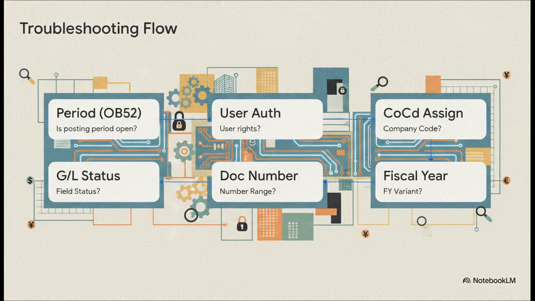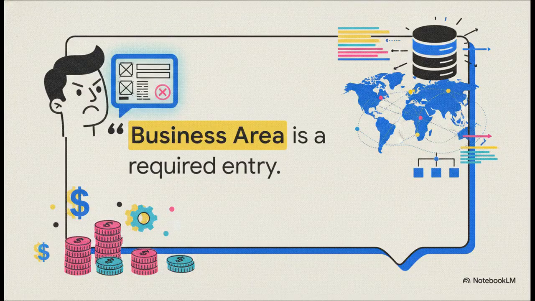Well, the source material makes one thing crystal clear. We don't guess. We need to follow a methodical hierarchy. First, check T-code OB52. Is the posting period even open? If it is open, check user authorization. Do they actually have the rights to post? If yes, look at the company code assignment, then verify the fiscal year variant. If those are solid, check the document number range using FBN1. And finally, look at the general ledger account status and the field status variant. Notice how finding the fix requires a deep understanding of the entire architectural blueprint we just built together. It's all connected. Let's take a look at our second ticket.